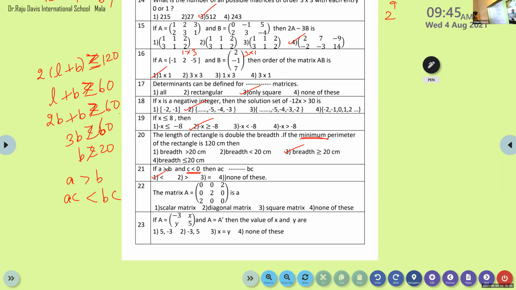Again, look at the next one. A is what type of matrix? It is not a scalar matrix. It is not a diagonal matrix. Diagonal matrix means we want only along this principal diagonal. So, what is the possibility you can say? It is a square matrix.